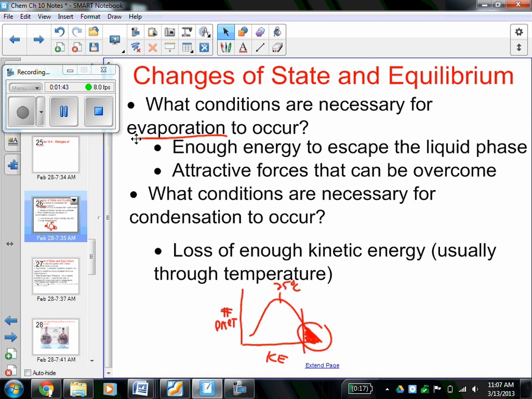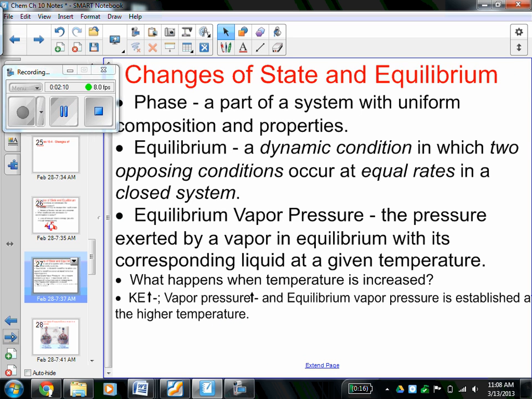So what conditions are necessary for condensation to occur? Again, I have to have now particles that are moving slow enough. So particles that are moving slow enough to your Coke can, in other words, not at 25 degrees Celsius, but now we're looking at really low temperatures here. So the particles slow down enough to condense on your Coke can or your glass of ice water or something like that. Okay, so loss of kinetic energy, usually through temperature, is the way that these things work.